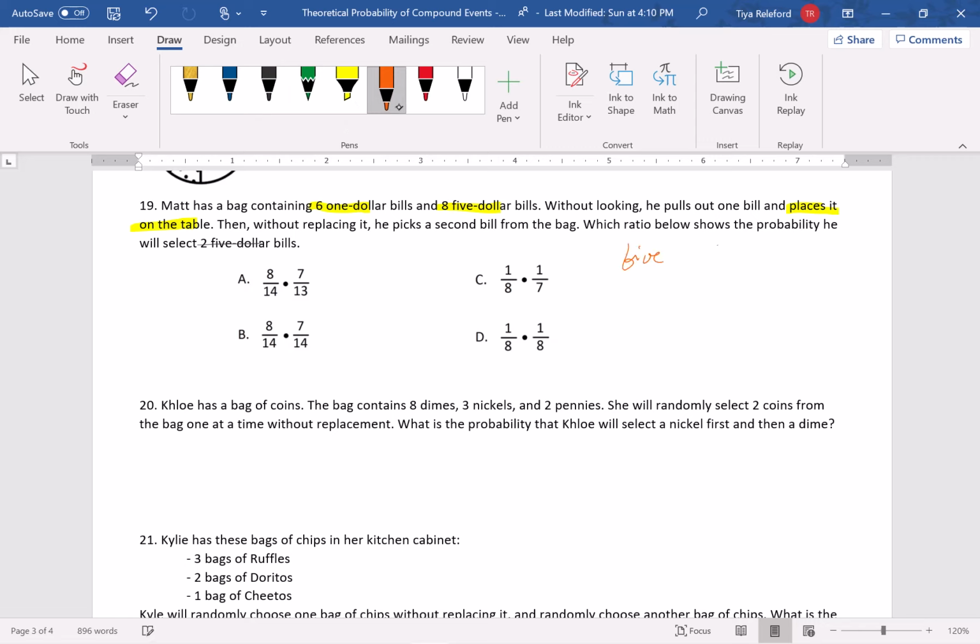So you want to know the first time, what's the probability he'll select a $5 bill? 8 out of 14. He does not put it back. So now you have 7 out of 13.